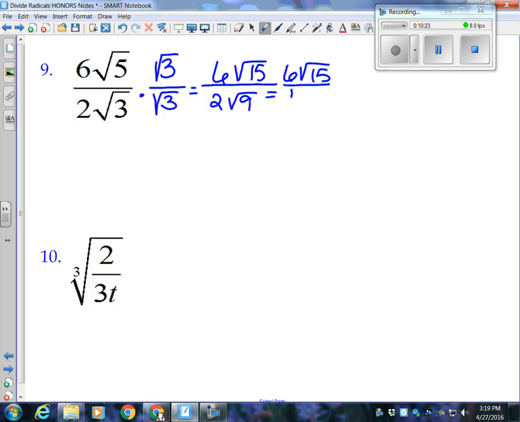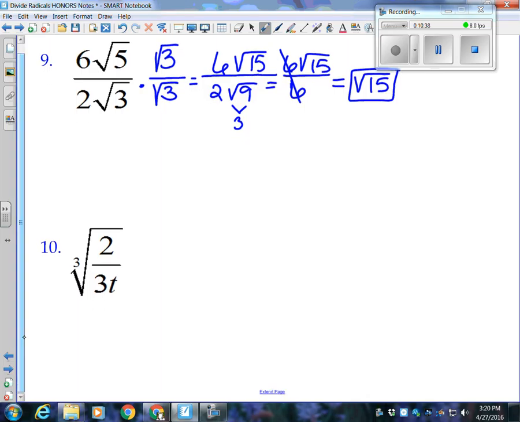I believe I end up getting, can you kind of figure out now, that's going to end up being a 3, and I can shortcut this to be 6. If you have a 6 top and bottom, those are reduced to be a 1. Final answer is just the square root of 15, nothing in the denominator.